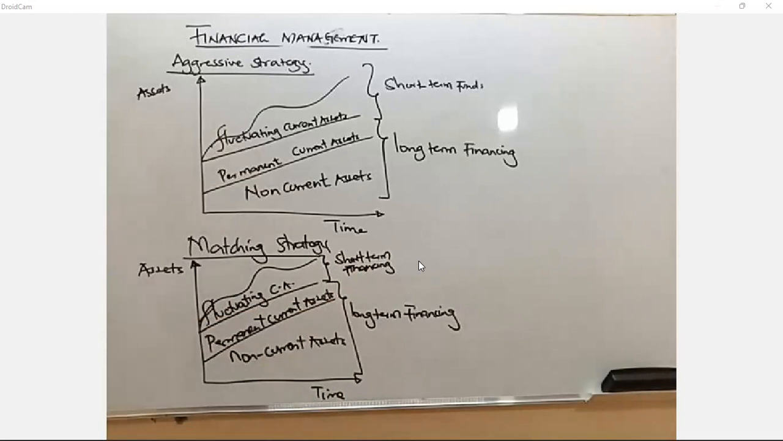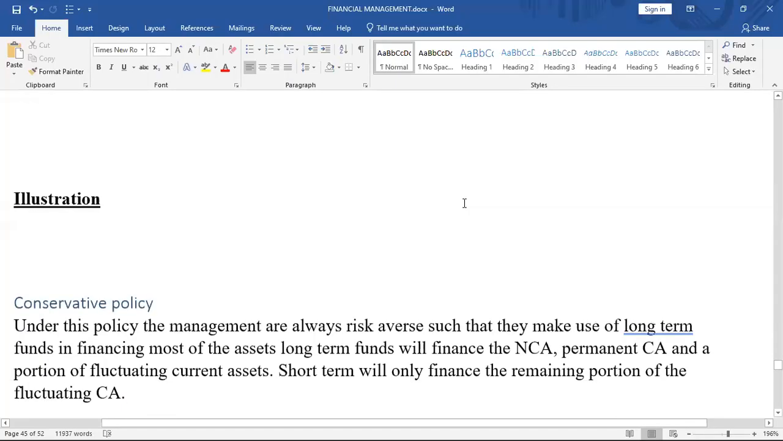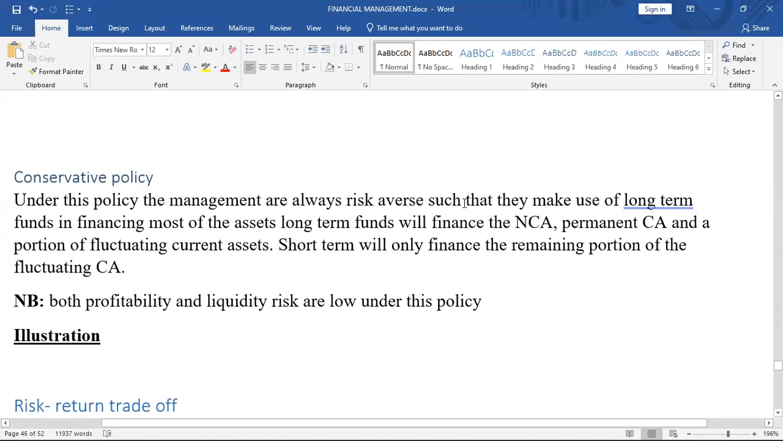The third one we have is the conservative policy. Under this policy, the management is always risk averse, so they make use of long-term funds in financing most of the assets. The long-term funds will finance the non-current assets, permanent current assets, and a portion of the fluctuating current assets.